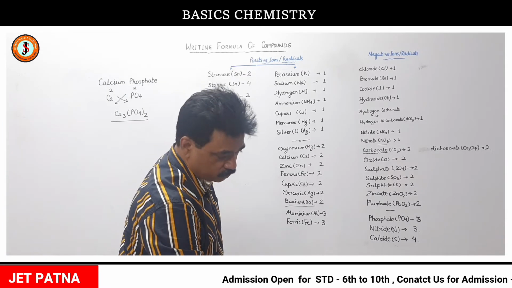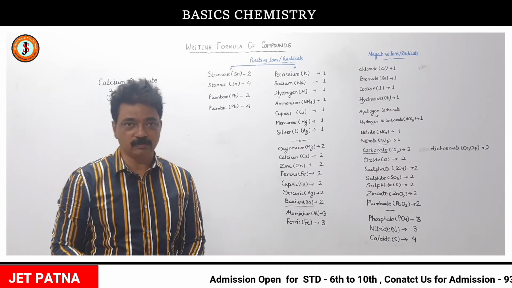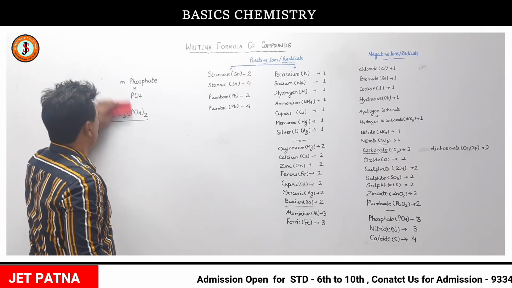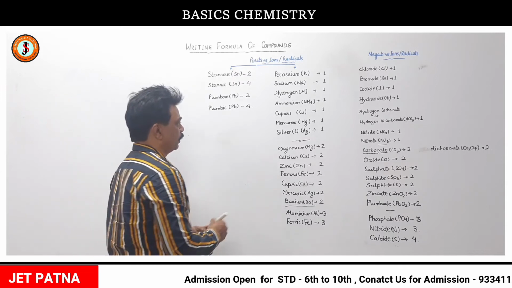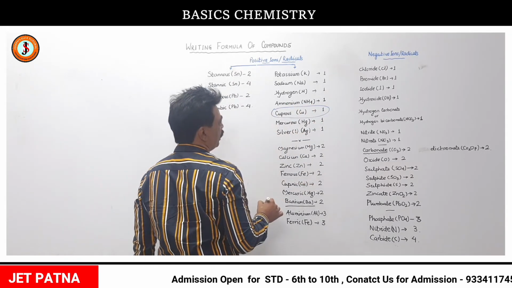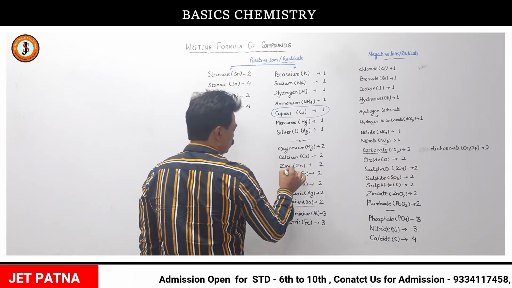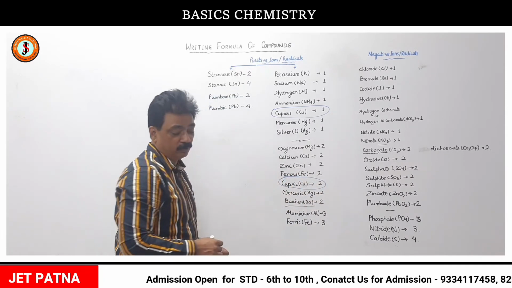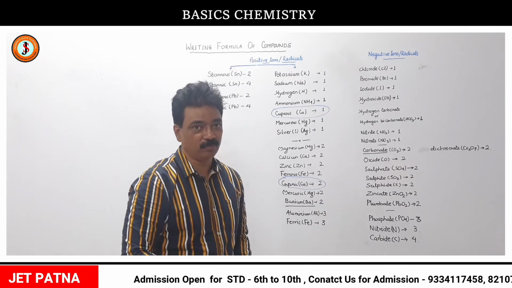Now there are a few things to remember: some of the atoms or radicals will have variable valencies. Now which are the ones we should pick up? First is copper. Cuprous, Cu, if they say cuprous chloride, we have to take the valency of copper as 1, and if they say cupric chloride, we have to take the valency of copper as 2. Now remember, ous is the lower valency and ic is the higher valency.